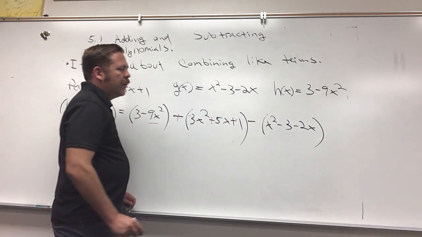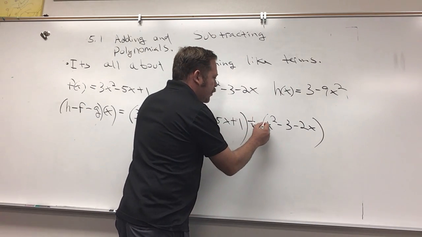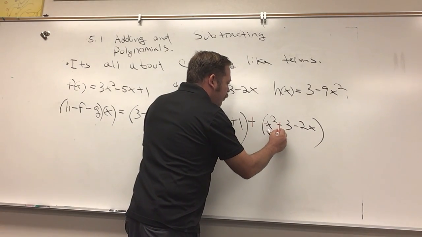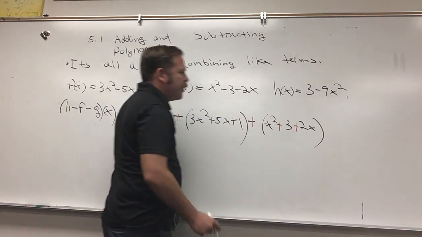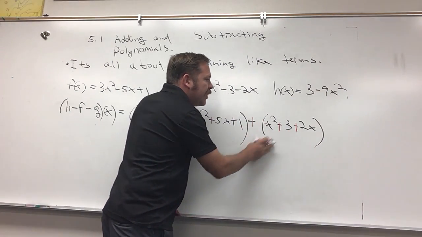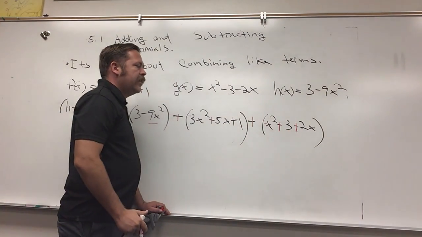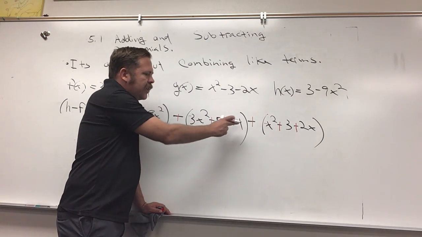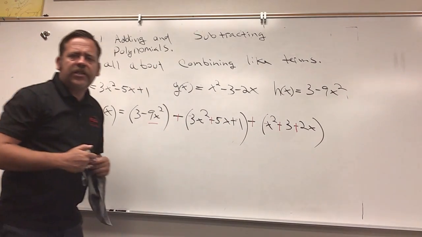Okay? I'm going to make this plus. I'm going to turn this to negative, this to positive, and this to positive. So I changed it to addition, and I changed the sign of everything. Now you can do it with the same color. I just did it with the red marker so you can see my changes there.